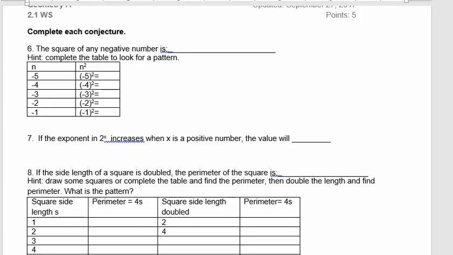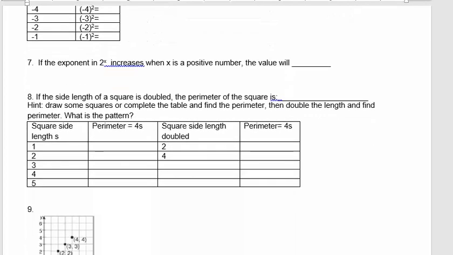Let's look at number 8. It says, if the side length of a square is doubled, what will happen to the perimeter of the square? The perimeter of the square is blank. We have to find what to fill this in with. Don't just put it'll be bigger or increase. We want to be more specific than that. So we could draw some squares out, or we're just going to fill in this table.